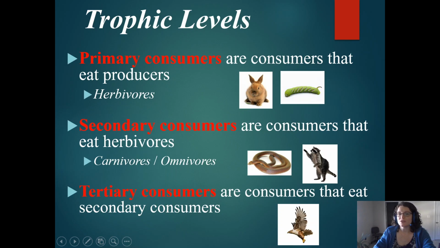Tertiary consumers are consumers that eat secondary consumers. So you are a secondary consumer when you eat something like a tuna. Tuna eats pretty high on the food chain. Tuna, shark, etc. Their consumers eat secondary consumers, okay? So this hawk would eat this snake.